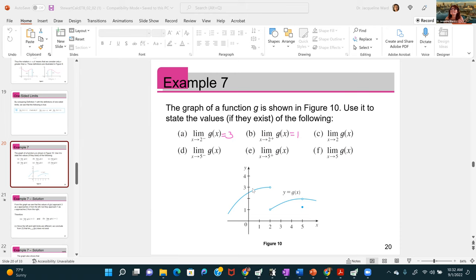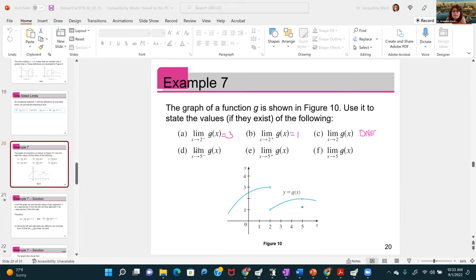Here, the limit does not exist. I'm like, they didn't even mention that in a previous slide. But the limit does not exist because the limit from the left does not equal the limit from the right. So it does say if they exist, so it does not exist. Oftentimes we put DNE for does not exist. Have you guys heard that before? Yeah, and Diego had it there in the chat.